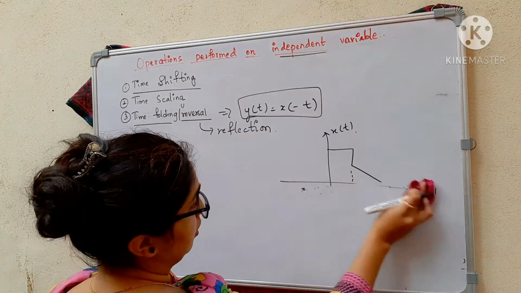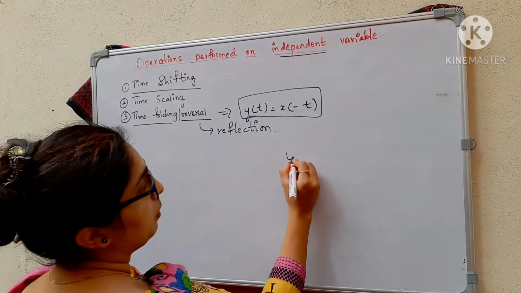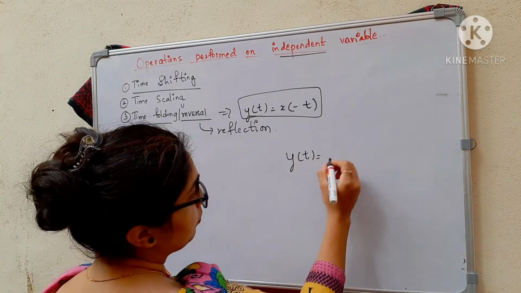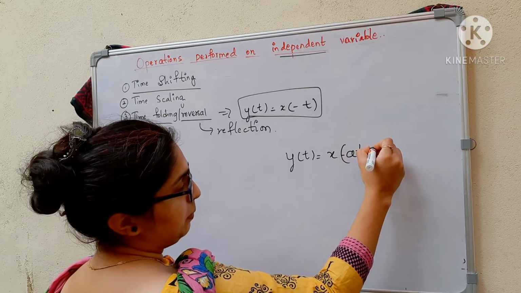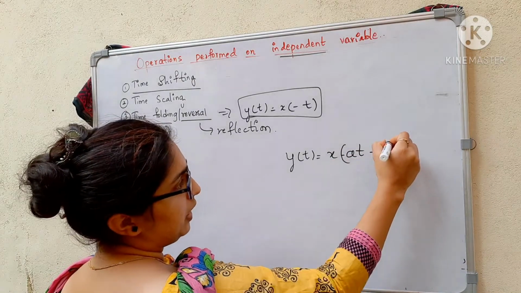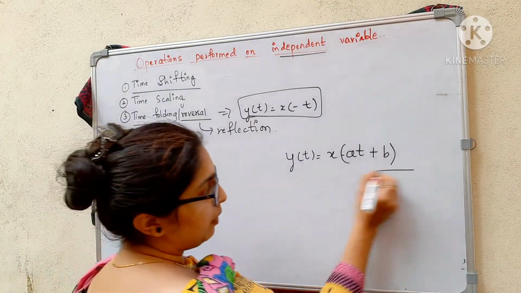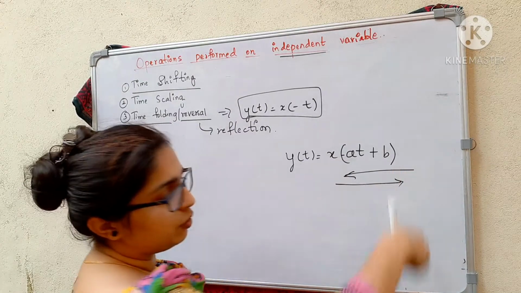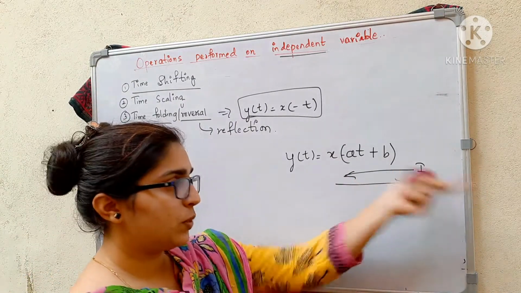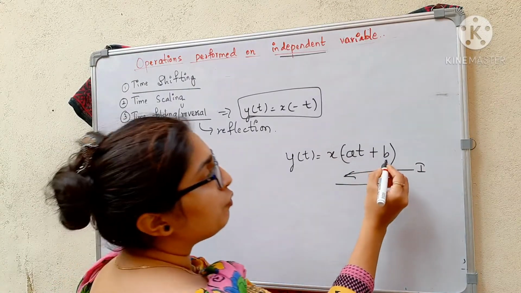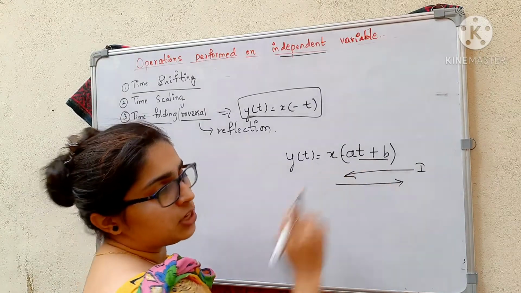Now if you have all three operations in one single problem, like y of t is equal to x of minus at plus b, you have two methods of solving. One is coming from right to left, another one is coming from left to right. So when you follow the first method, that is coming from right to left, the first operation you obtain is your time shifting.